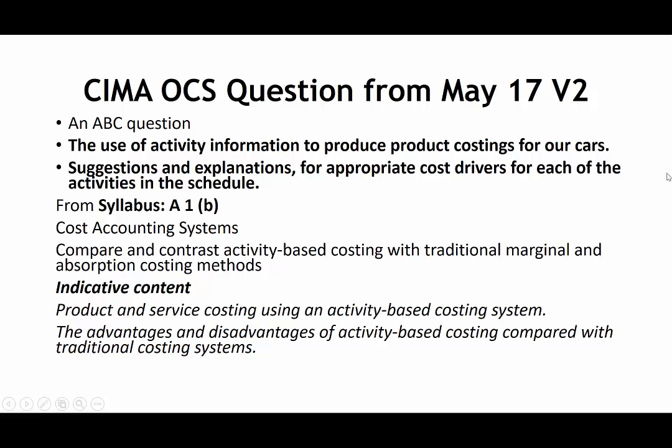This particular question has come from the P1 syllabus. It's an ABC question. ABC looks for the use of activity information to produce product costings for our cars, and suggestions and explanations for the appropriate cost drivers for each of the activities. This is from syllabus A, part 1, cost accounting systems, where we're asked to compare and contrast activity-based costing with traditional marginal and absorption costing methods. And here, product and service costing using an ABC system is part of the indicative content.